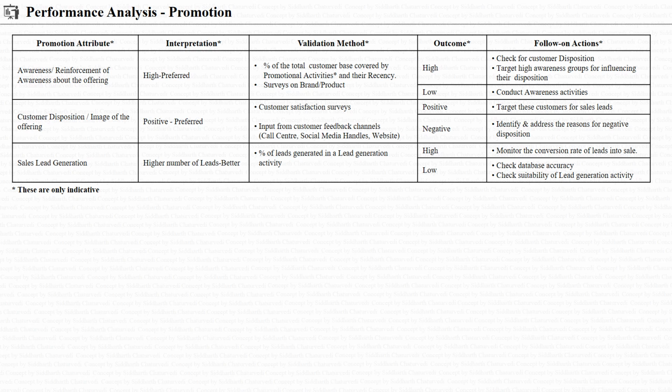Promotion may be used to generate awareness, influence customer disposition, and generate sales leads. Further, promotions are a combination of digital and physical activities. The activities and their outcomes would need to be assessed in the context of the industry, and this shall decide the validation method.